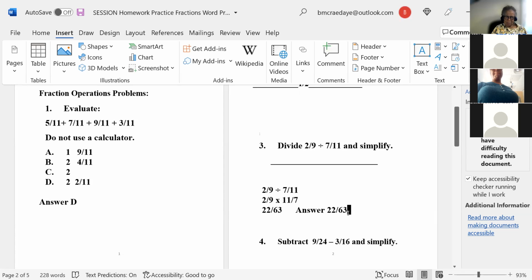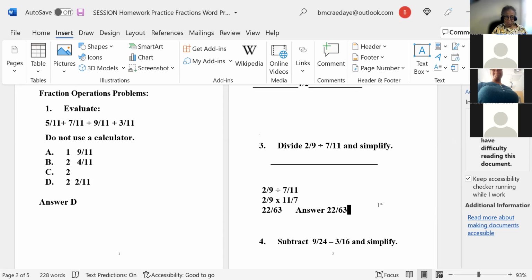I got 22 over 63 for the answer, just like Maureen. But I didn't know why we can't simplify any more, so they have to leave it there. It's already simplified. Maureen recognized that 22 and 63 don't have any factors in common. When they don't have any factors in common, you cannot simplify it. You cannot reduce it to any lower terms. So that's your answer. That's where I should have stopped. Right, that's the answer.